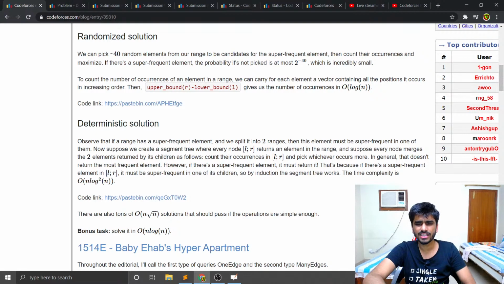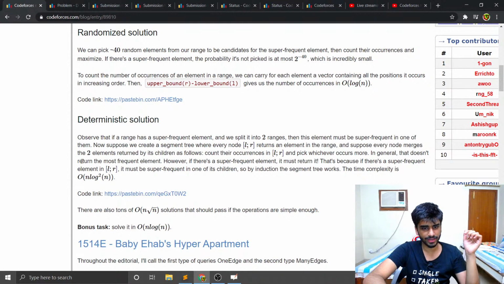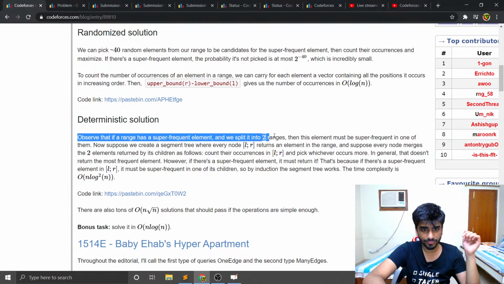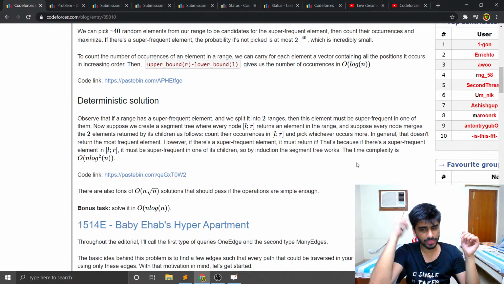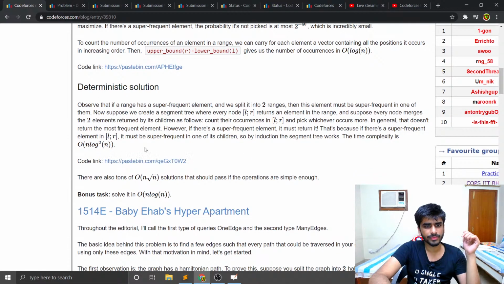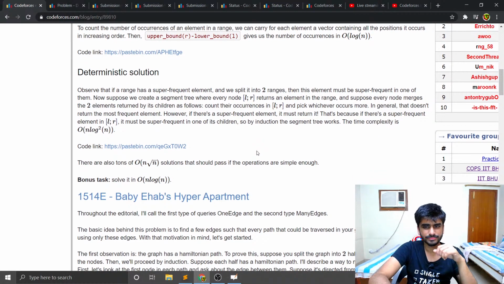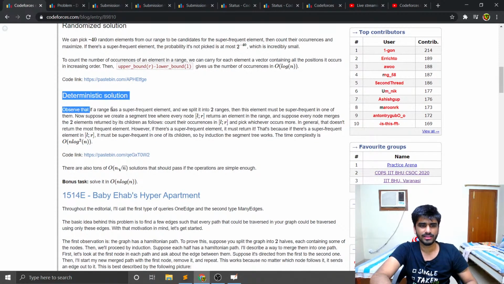So I think this is the range mode query thing. It was present in some blog, but that was very difficult. I don't know what this is. Yeah, we split it into 2 ranges, and then this element must be in the super frequent. Right. So yeah, this is some deterministic solution. I'm not in the mood to analyze this right now.